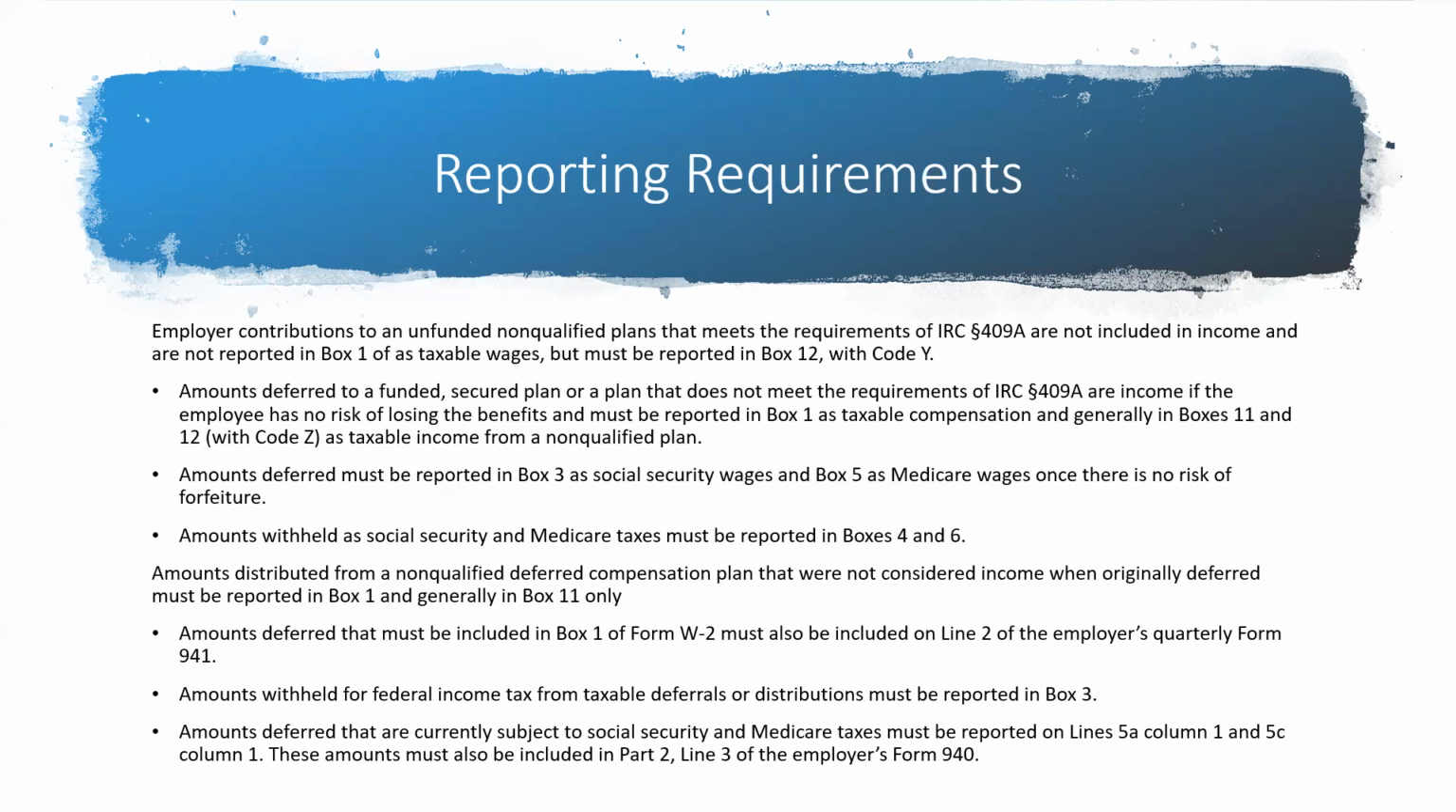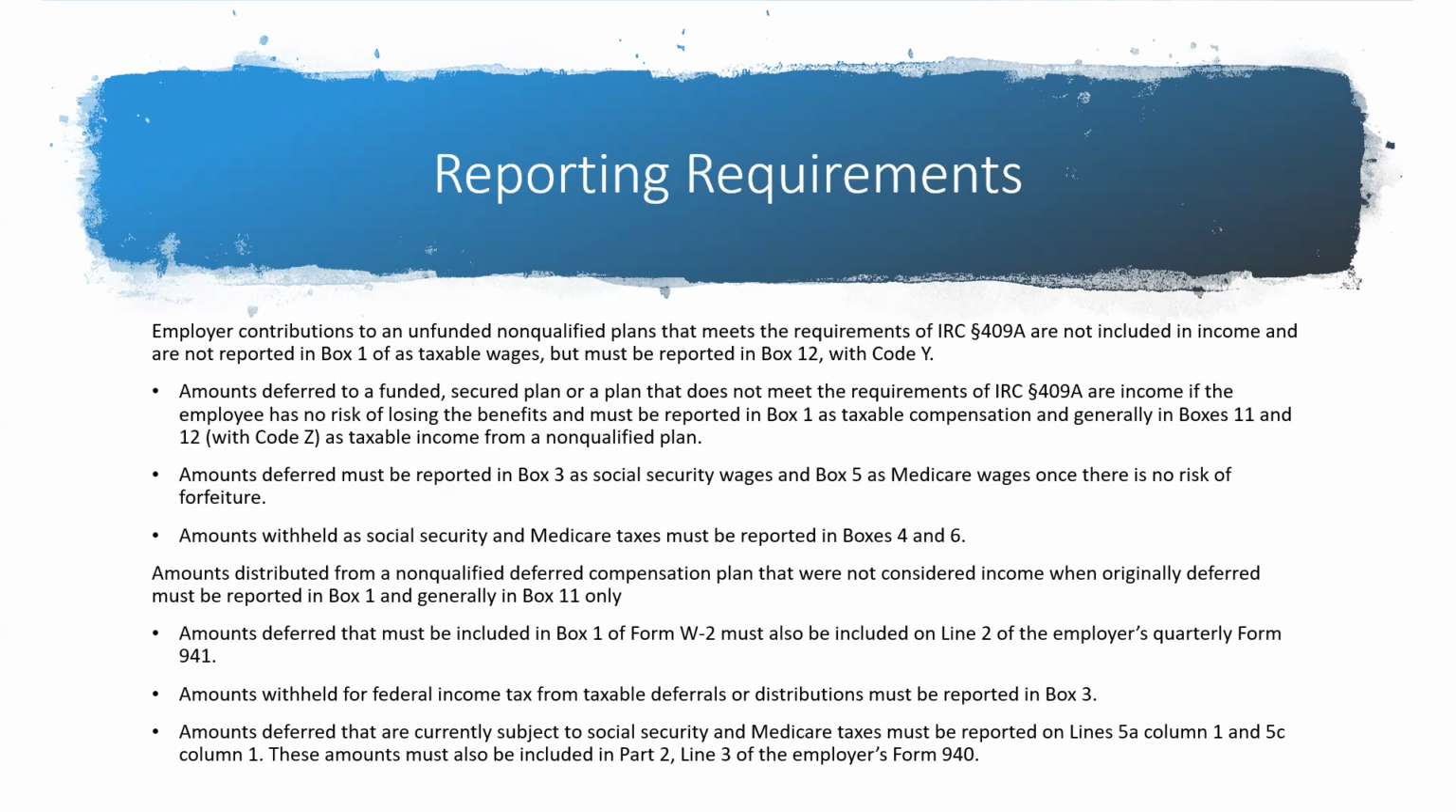Your amounts deferred must also be reported in box 3 as Social Security wages and box 5 as Medicare wages once there is no risk of forfeiture. Amounts withheld as Social Security and Medicare taxes must be reported in box 4 and 6. Amounts distributed from a non-qualified deferred compensation plan that were not considered income when originally deferred must be reported in box 1 and 11 only.